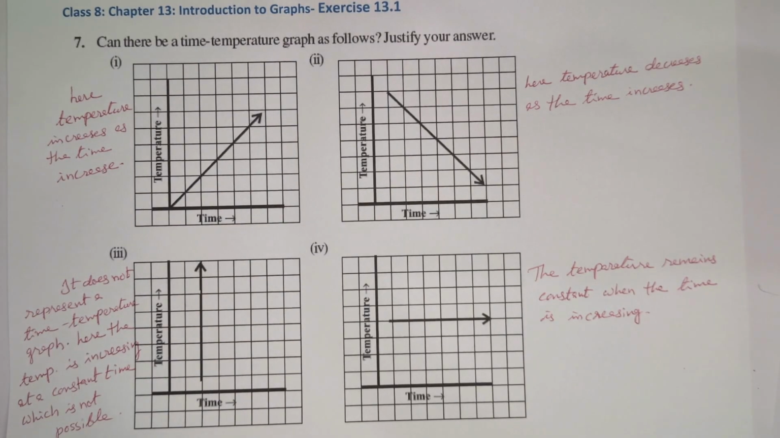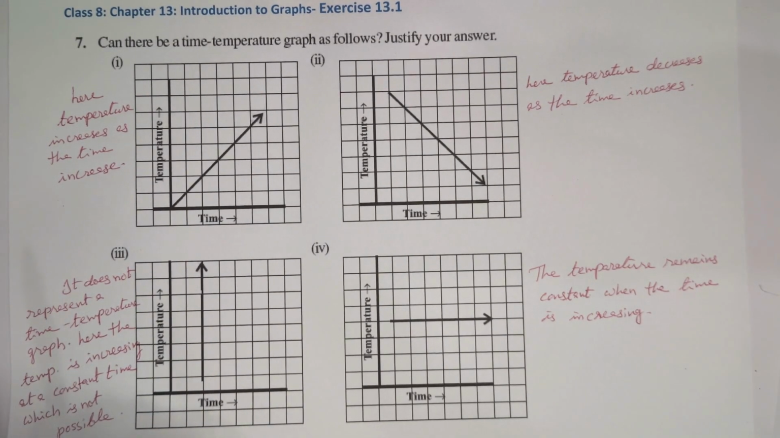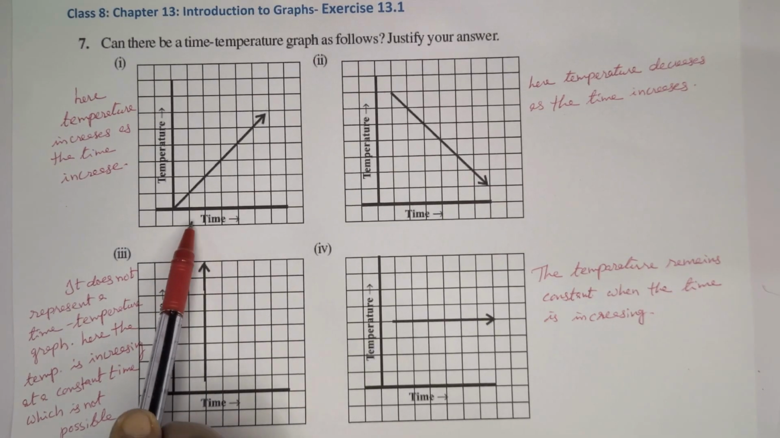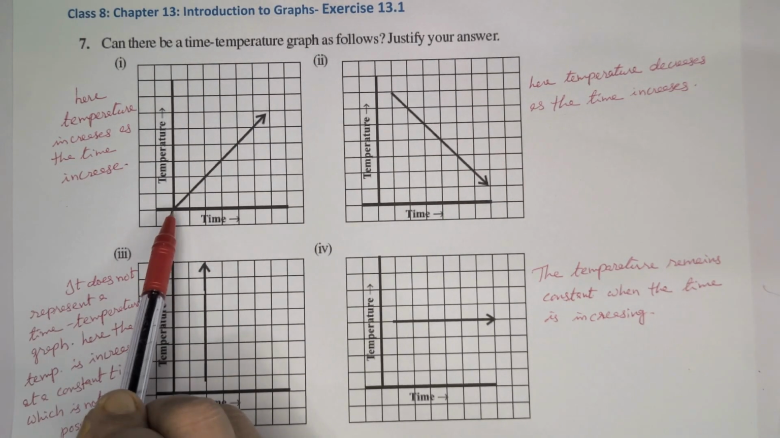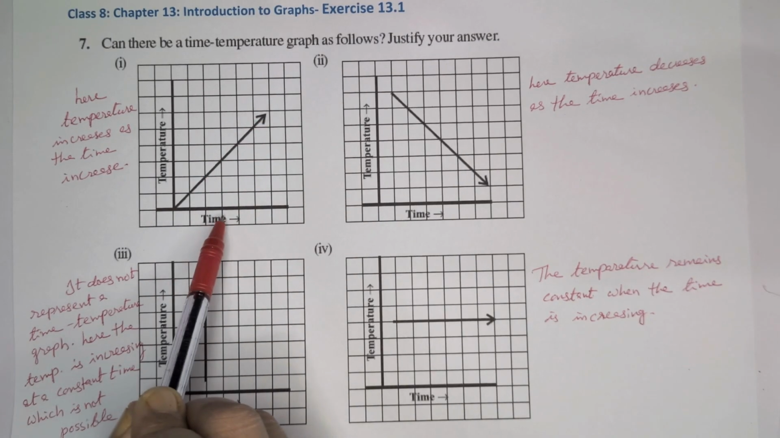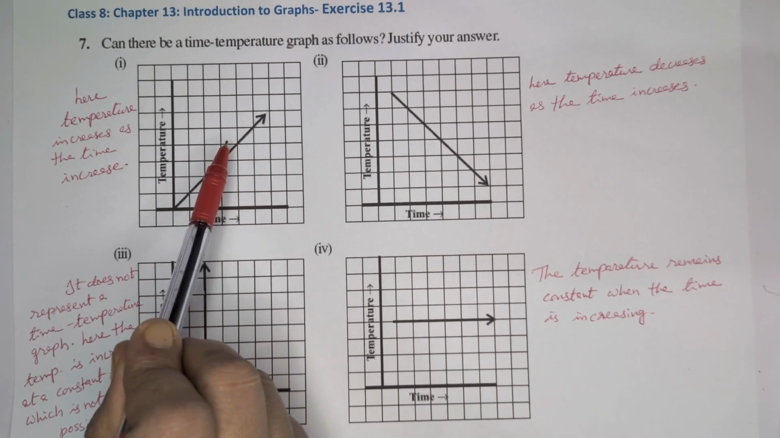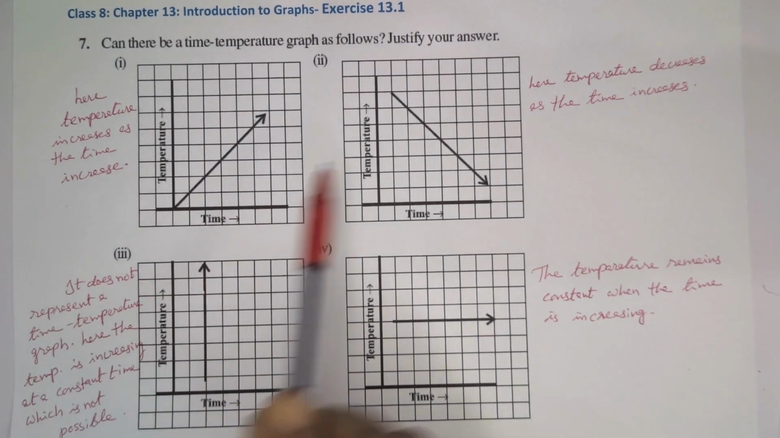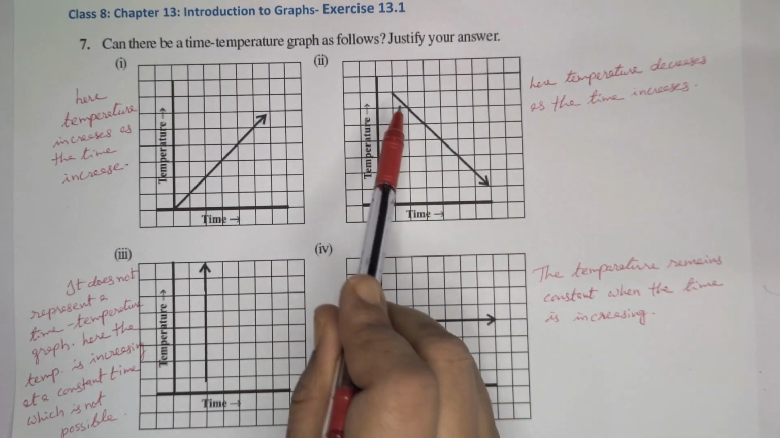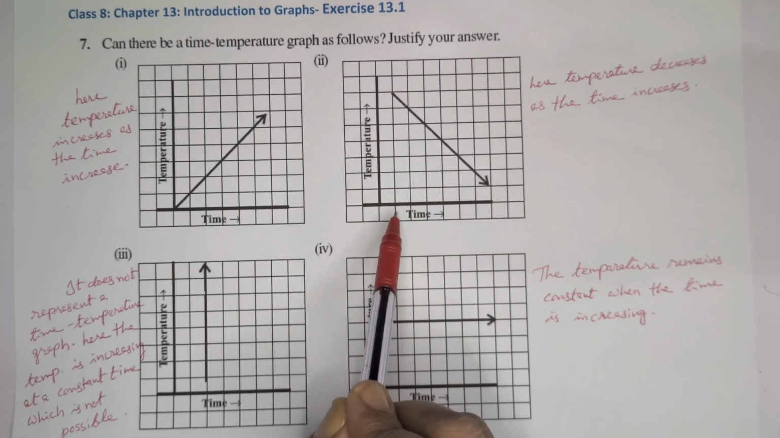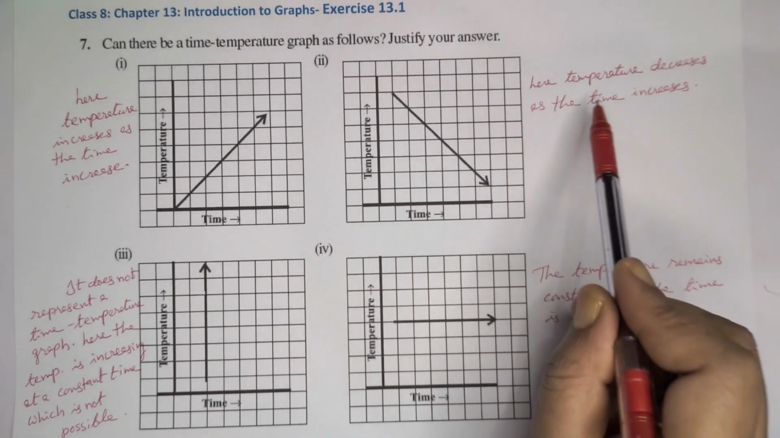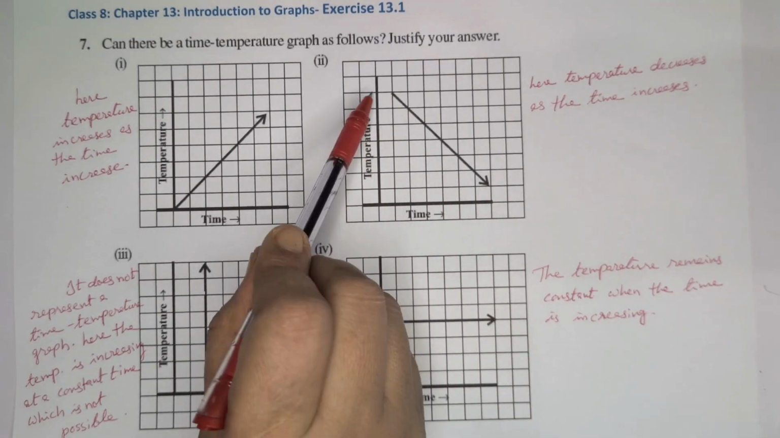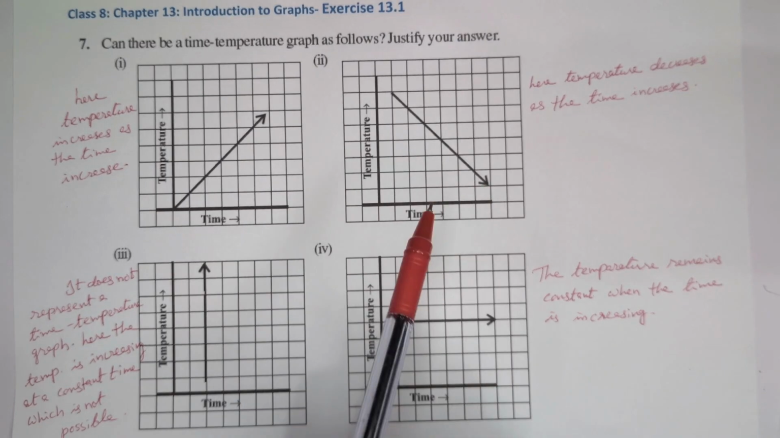Seventh question. Can there be a time-temperature graph as follows? Justify your answer. Here we can see the first one. Time is here, temperature on the y-axis, and it is increasing, which means as time increases, temperature also increases. Second one, going down: temperature decreases as the time increases.